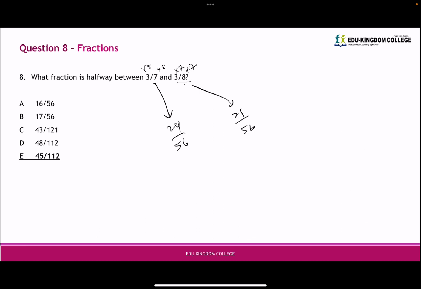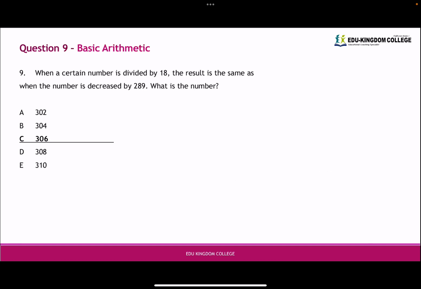So the midline would be 22.5 over 56. That would be the middle. But we don't want a decimal on the top, so we're going to multiply top and bottom by 2, which gives us 45 over 112. So that's E.